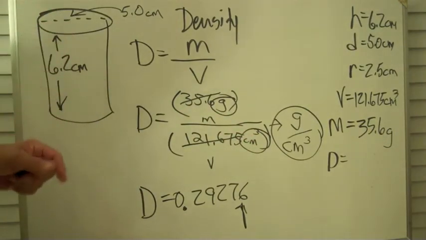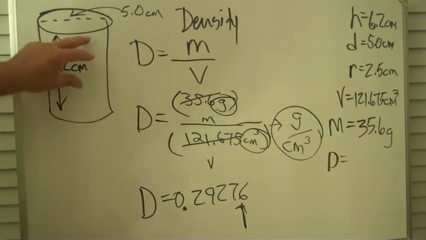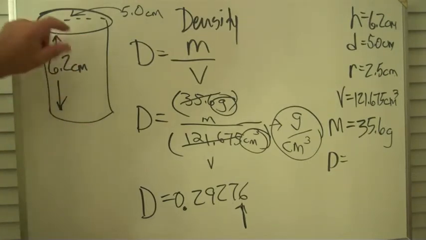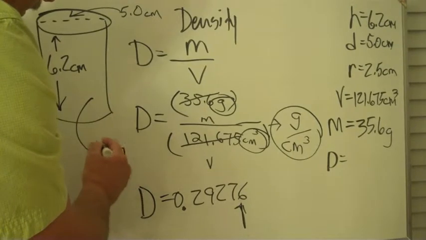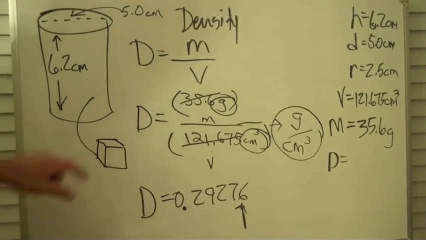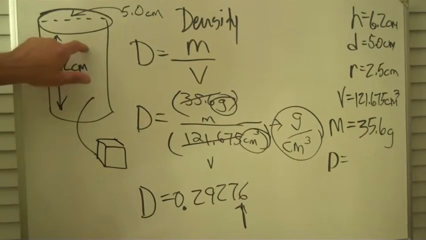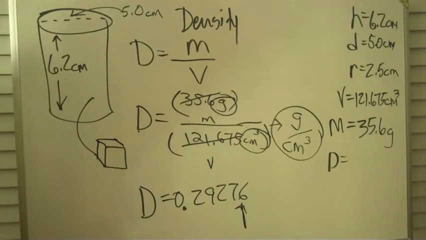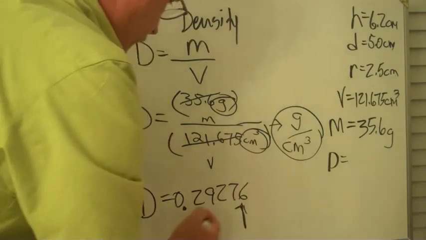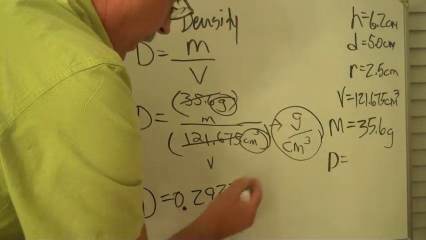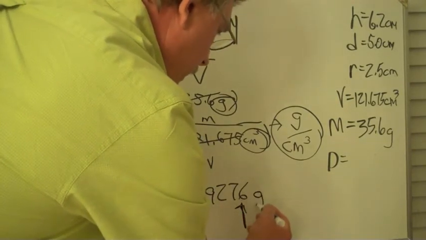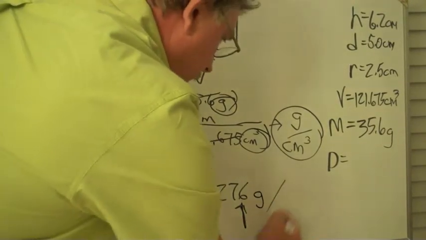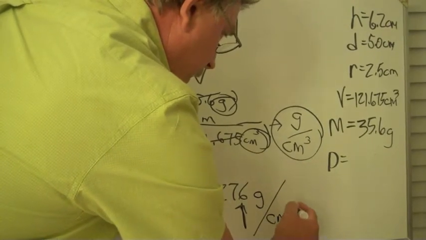It might have been a brown material, it might have been a silver material, whatever that substance is. If we took out 1 cubic centimeter of this material and put that 1 cubic centimeter of this material on the balance and measured it, it would weigh 0.29276 grams. So this is 0.29276 grams per centimeter cubed.